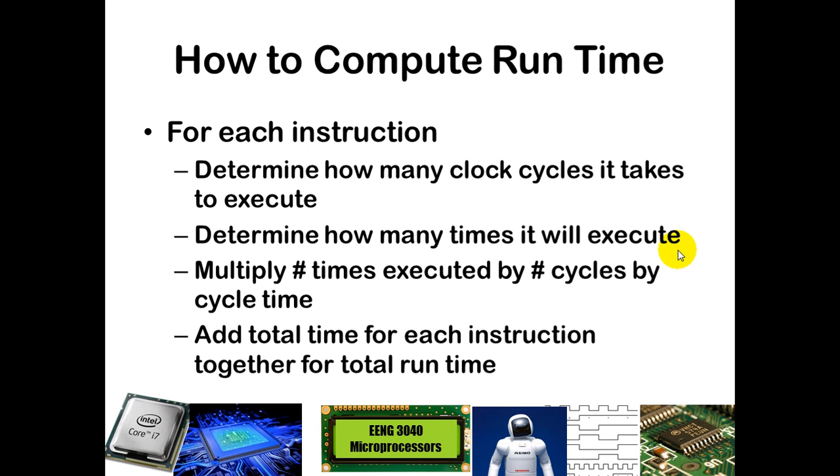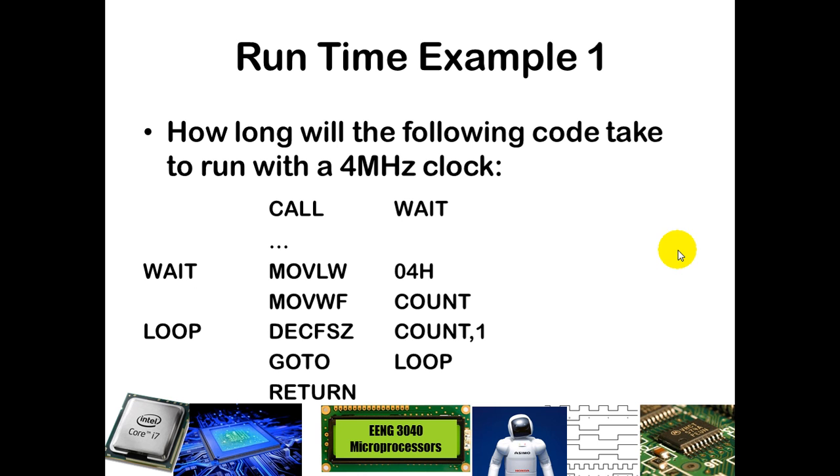So then you just simply add up the total for each line of code. Let's go through an example. How long will the following code take to run with a 4 megahertz clock? Well, with a 4 megahertz clock, remember, we divide by 4, so we've got a 1 microsecond clock cycle time.